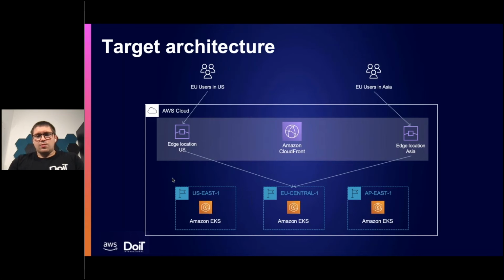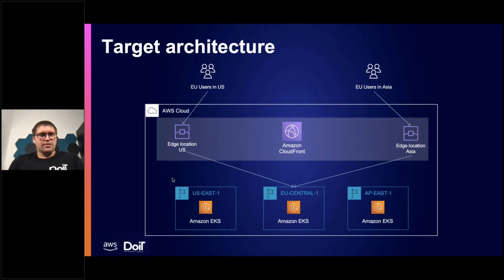And then we introduce CloudFront in front of all your Kubernetes cluster setup, or in this case, Amazon EKS, and use CloudFront to route the users by the fastest route into the AWS network, and then utilize CloudFront to route them to the right location.